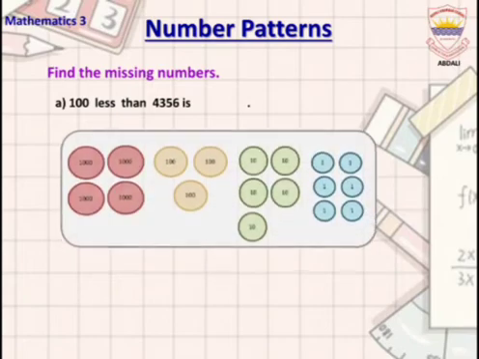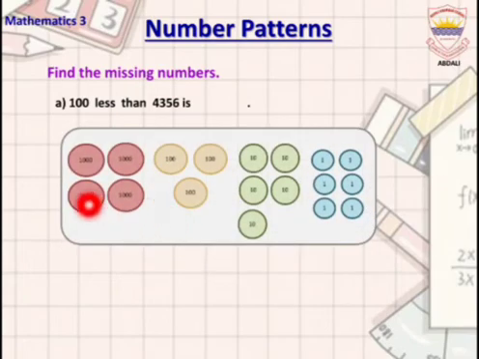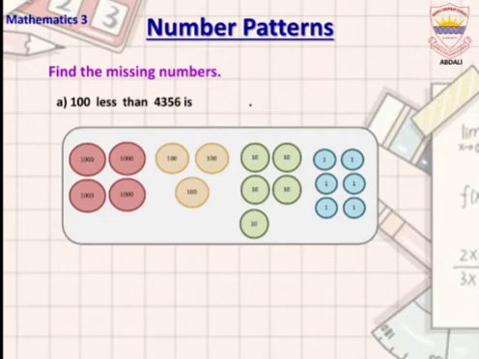First of all, we draw number disks of 4356. 4 is at the 1000 place, so we draw 4 number disks of 1000. 3 is at the 100 place, so we draw 3 number disks of 100. 5 is at the tens place, so we draw 5 number disks of tens. 6 is at the ones place, so we draw 6 number disks of ones.